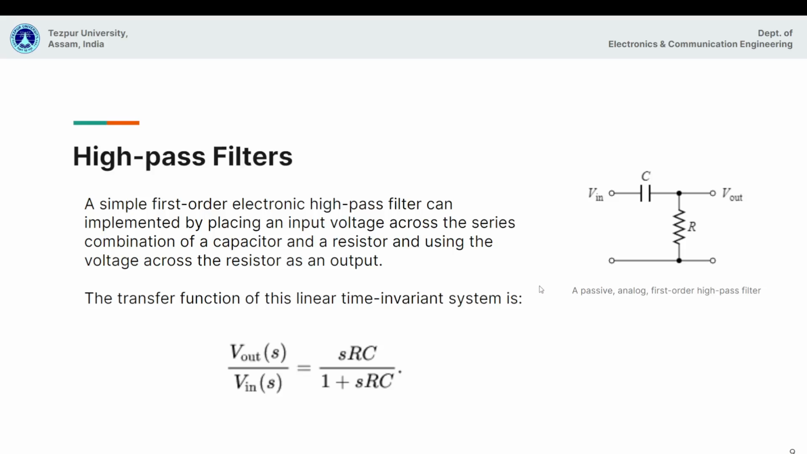A simple first order electronic high pass filter can be implemented by placing an input voltage across the series combination of a capacitor and a resistor and using the voltage across the resistor as an output. The transfer function of this linear time invariant system is V out by V in equals SRC by 1 plus SRC.